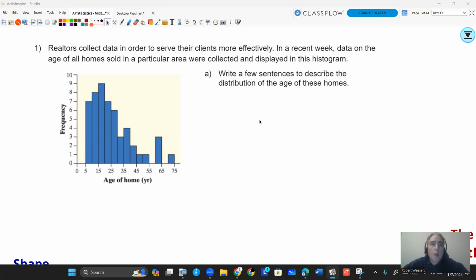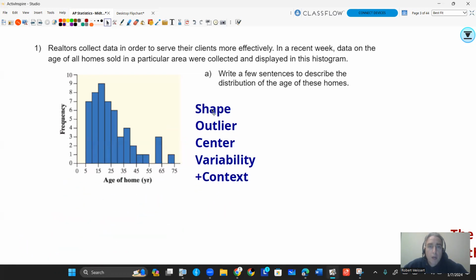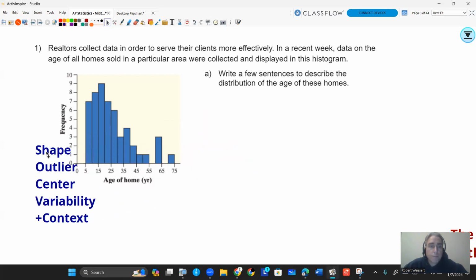Here's the first question. Realtors collect data in order to serve their clients more effectively. In a recent week, data on the age of all homes sold in a particular area were collected and displayed in this histogram. Shown below here, you have a histogram, age of home as the X variable, frequency as the Y variable. You're asked to write a few sentences to describe the distribution of the age of these homes. You may want to pause this video and try it on your own. Just a reminder, you may want to remember your SOCV, shape, outliers, center, variability, also include context in the problem.